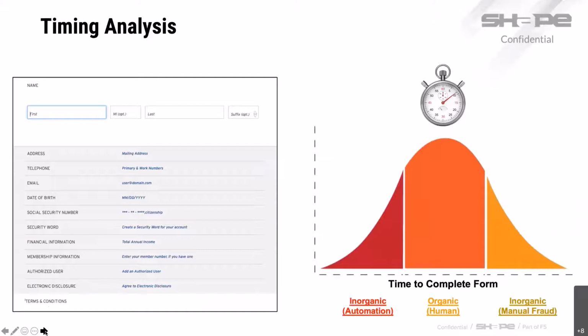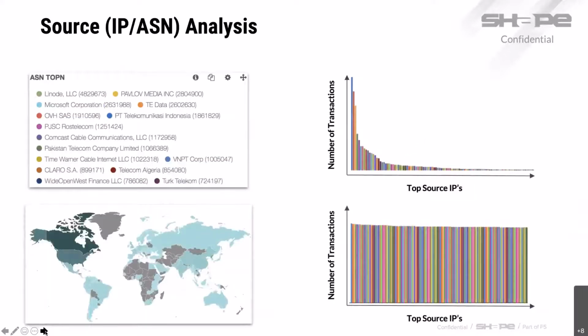Timings I've mentioned. So time to complete a form, or tab between fields and so on, is an indicator of automation. And also we enrich the data pipeline. The data that we collect is also enriched with certain information. So, for instance, ASN information is added into the pipeline for analysis, and also geolocation information.